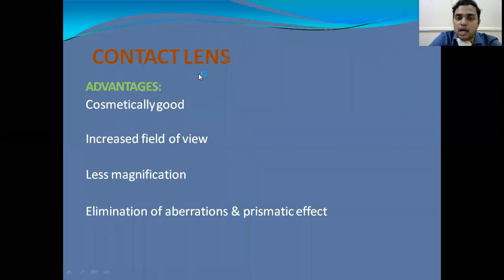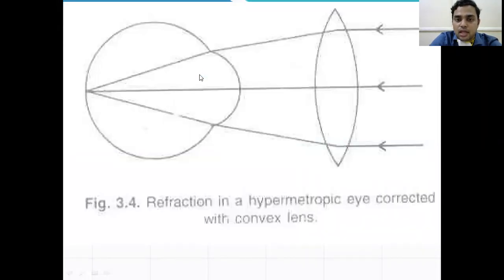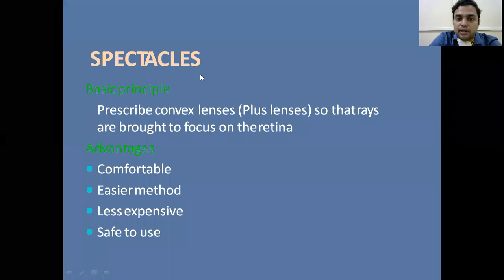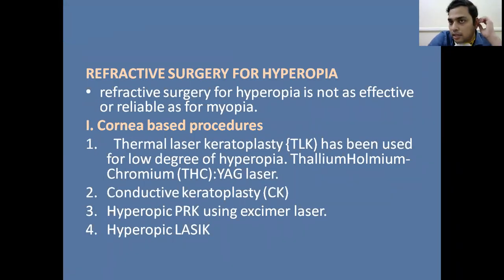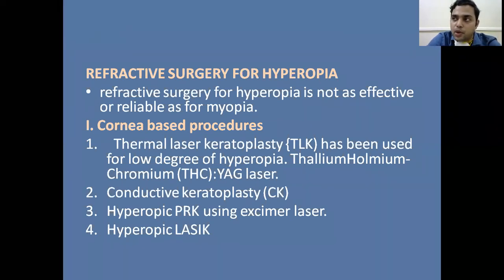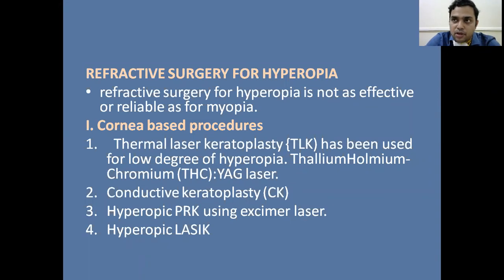So this is about hypermetropia. Basically, you have to know the various clinical types of hypermetropia, that is functional, simple, and pathological hypermetropia. And we have to know about the components of hypermetropia, that is total hypermetropia is equal to manifest hypermetropia and latent hypermetropia. Again, this latent hypermetropia is divided into two types, that is facultative and absolute hypermetropia.